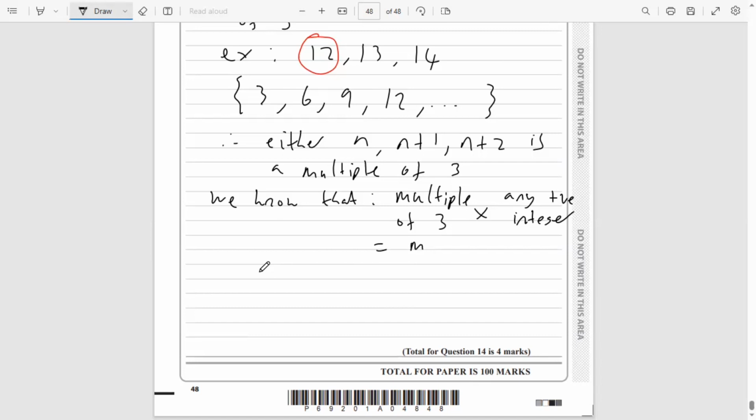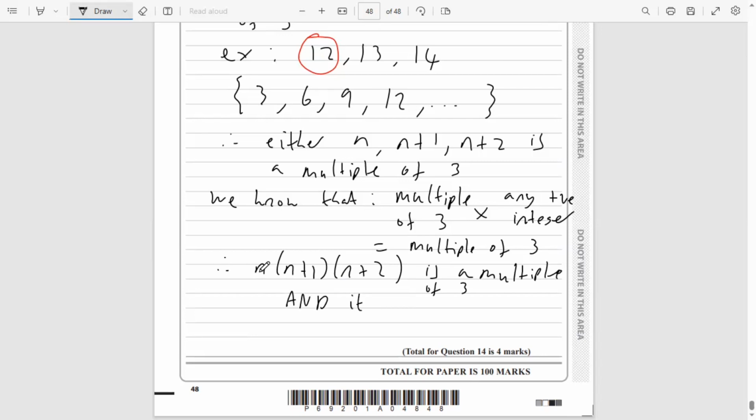So let's write this here. Multiple of 3. So therefore, that means that n times n plus 1 times n plus 2 is a multiple of 3. So it's a multiple of 3, and as we said before, it's even. It's a multiple of 2.